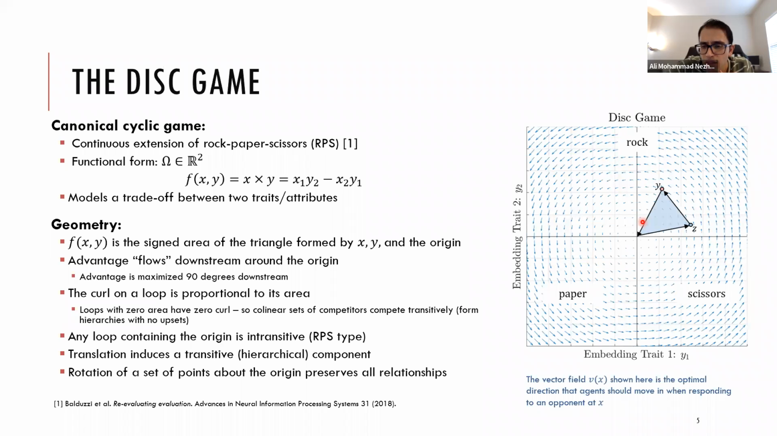Sorry, can you explain where this vector field is coming from? I think I missed that.